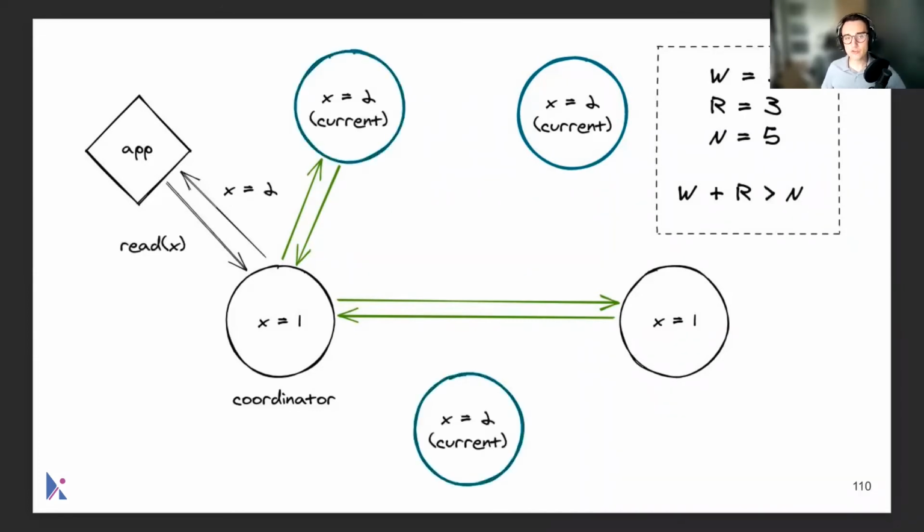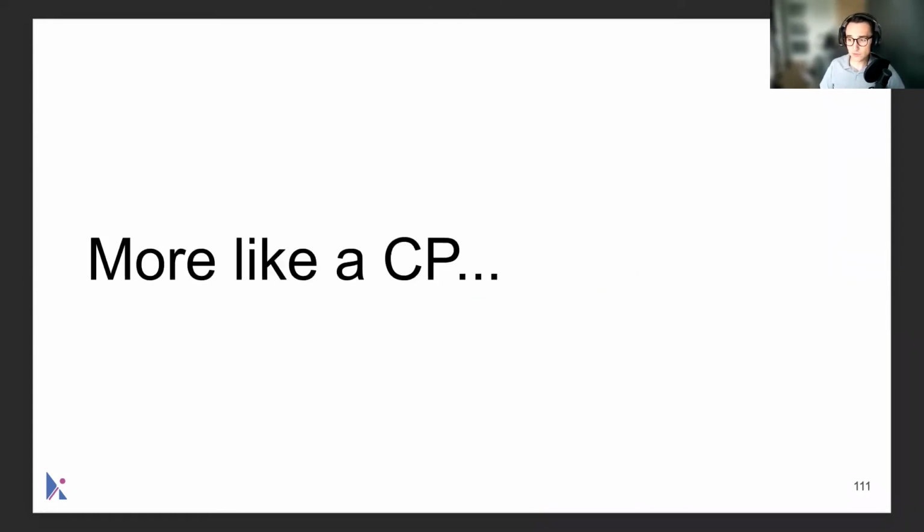However, if we will increase the number of nodes we are writing into to make sure that in every case, the set of nodes used for reading will overlap with the nodes used for writing, then we will know for sure that the latest value should be found. And thanks to the conflict resolution strategy on the read level, this latest value should be returned to the client. So instead of eventual consistency, here we will have something more like a consistent and partition tolerant system.